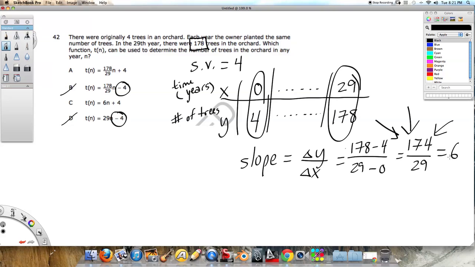So if we're going up 6 trees every year, starting at 4, the correct answer would be C. T of n equals 6n plus 4. And if you're not sure, you can always just plug in your answer for n, or excuse me, the number of years for n.